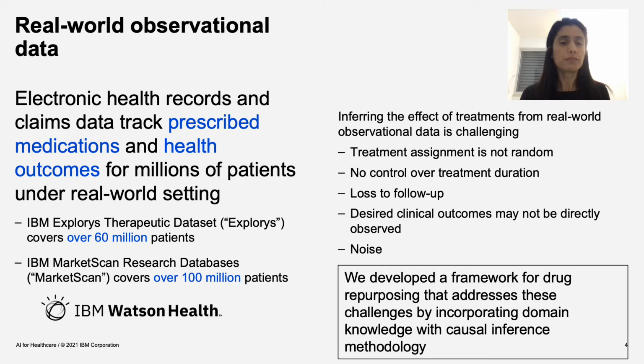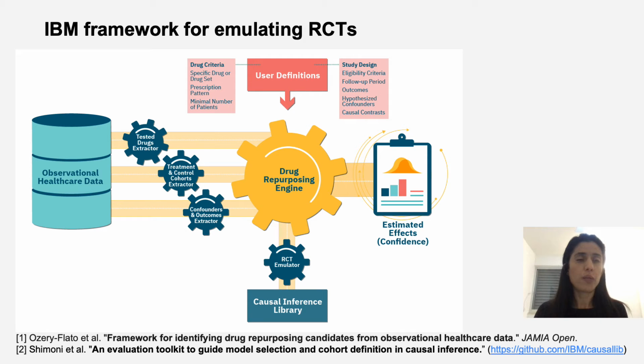So we need to integrate domain knowledge and also use some creativity in order to devise some proxies for these outcomes. So in IBM, we developed a framework for drug repurposing that addresses these challenges by incorporating domain knowledge with causal inference methodology that account for the different biases in the data. Our framework for drug repurposing is based on the idea of emulating randomized controlled trials using large databases of observational healthcare data such as Explorys or MarketScan, but of course other databases can be used as well.